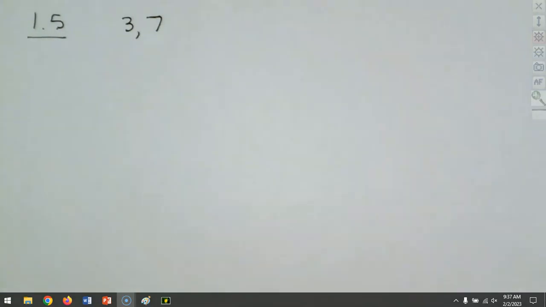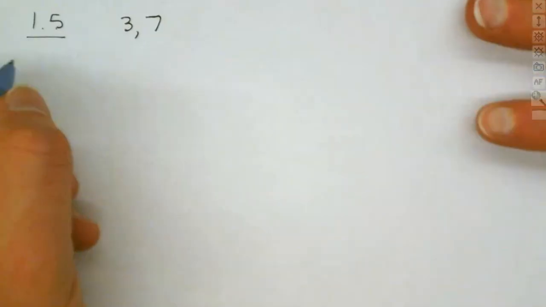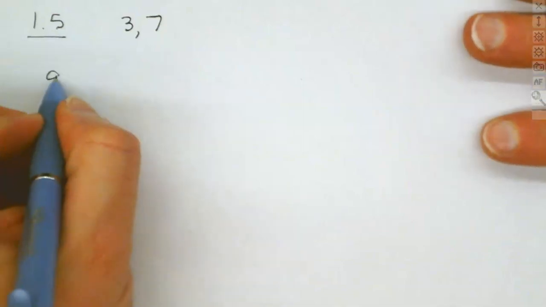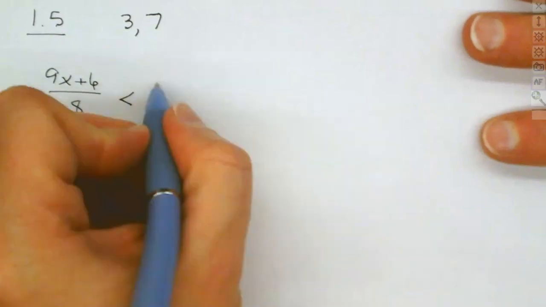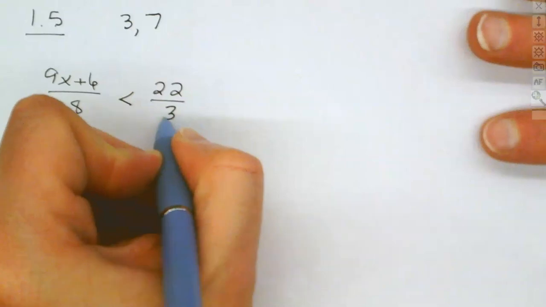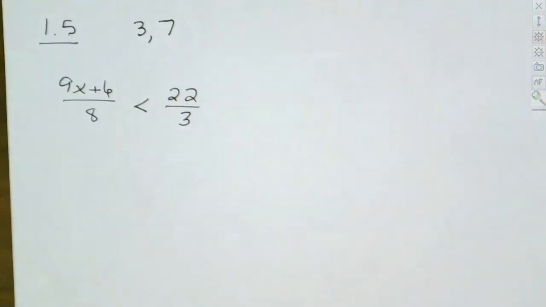These are inequalities. And so we're going to be graphing them on the number line and writing our answer in interval notation. So let's look at question 3 from your homework. What we've got for question 3 is 9x plus 6 over 8 is less than 22 over 3. Now, how would we handle this question?